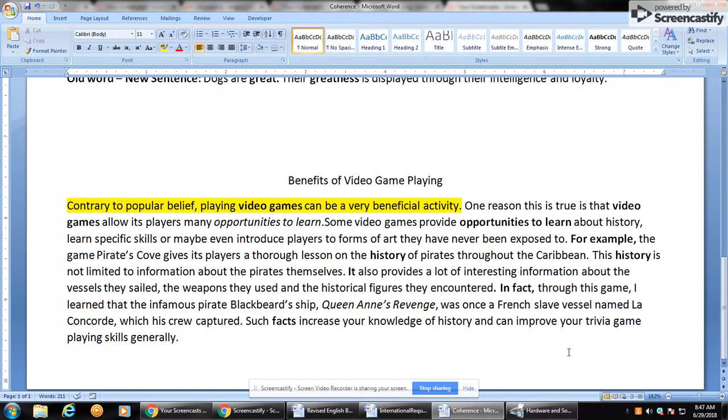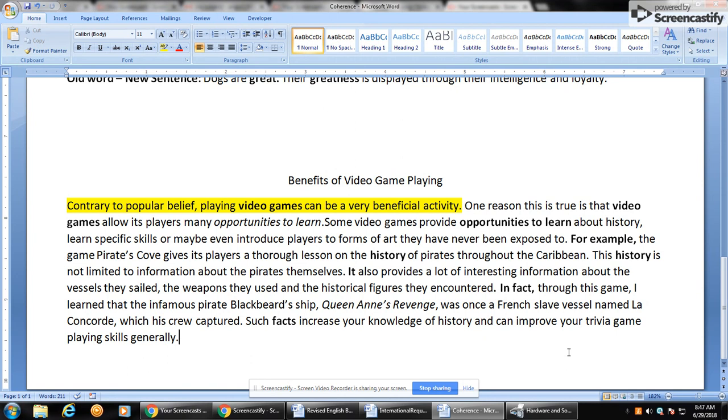So, for example, the game Pirates Cove gives its players a thorough lesson on the history of pirates throughout the Caribbean. The history, there's the old word that I'm using in the new sentence. This history is not limited to information about the pirate themselves. It is still repeating the word history, but we're using a pronoun so we don't continue to write history, history, history, right? Because remember, we always want to maintain sentence variety. So it also provides a lot of interesting information about the vessels they sail, the weapons they use, and the historical figures they encountered.